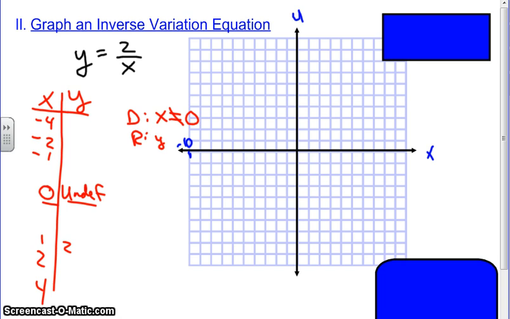2 divided by 2? 1. 2 over 2 is 1. Good. Now 2 over 4, Kate. 2 over 4? Did you just say 2? You are totally inversed today. 2 over 4 is? 1/2. Okay.